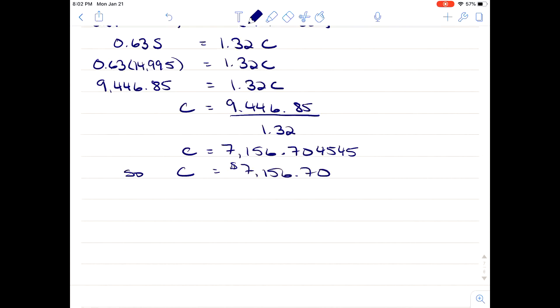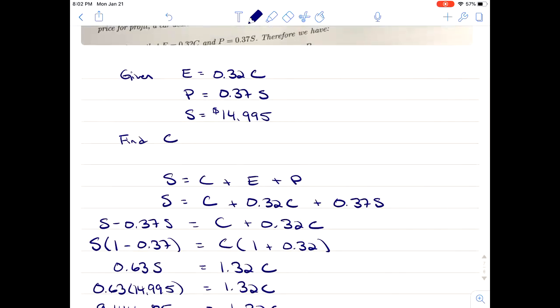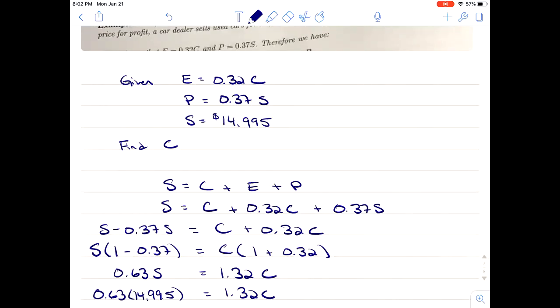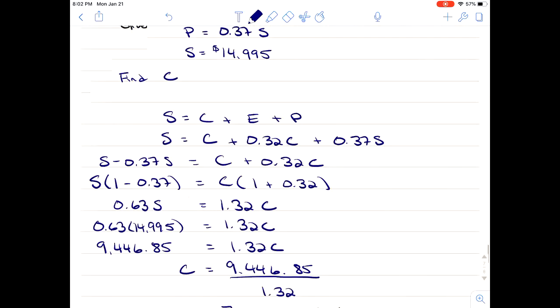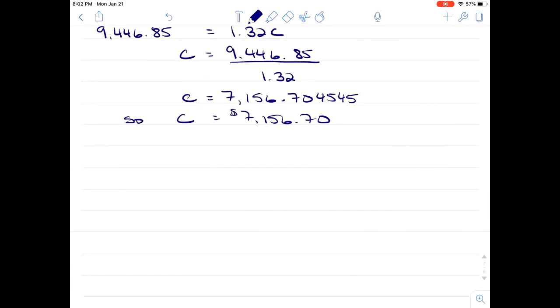So the dealership bought it for $7,156.70, and sells it for $14,995 to account for their expenses and their profit. Nice. Any questions about that one? Knowing this, we could figure out how much profit they make, how much overhead they have. We won't, but we could.